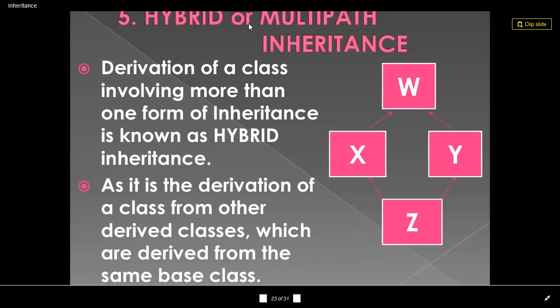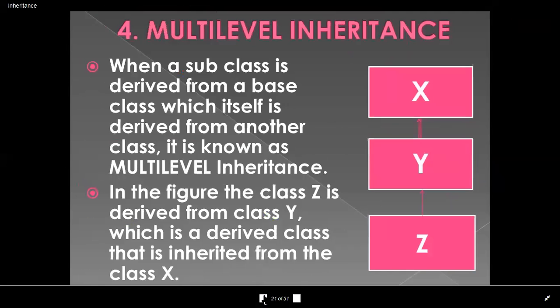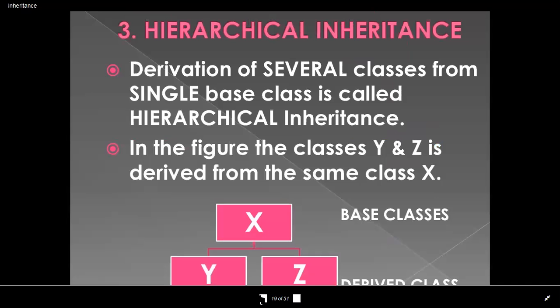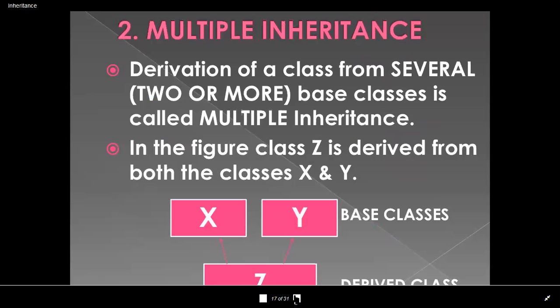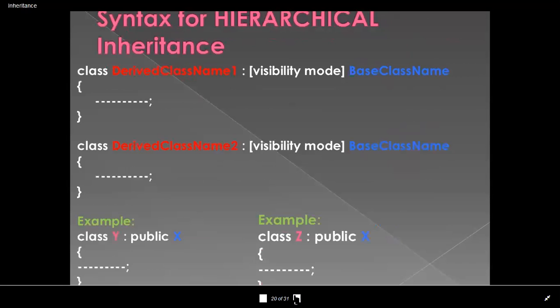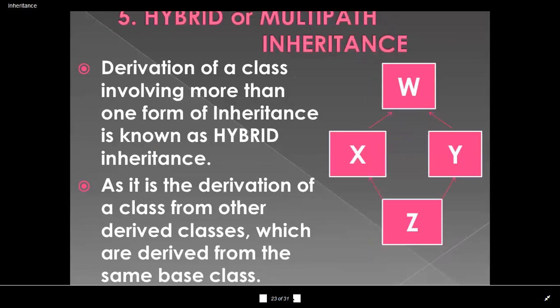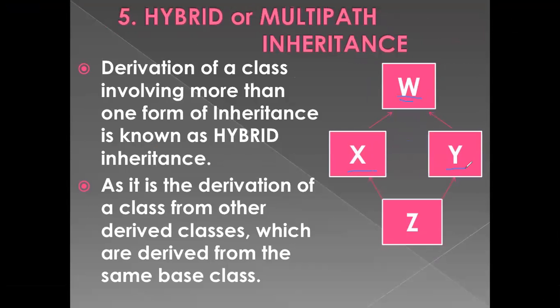And finally, we have this hybrid inheritance or the multipath inheritance. Sometimes all these four types of inheritance can't solve a problem by themselves, so we use a combination of these inheritances: multi-level, hierarchical, multiple, and so on. So when we use a combination of these first four inheritances, we call it hybrid or multipath inheritance. Just look at this one. In this example, class W was created first. Then from this W, we created X and Y. And from X and Y, we created Z.